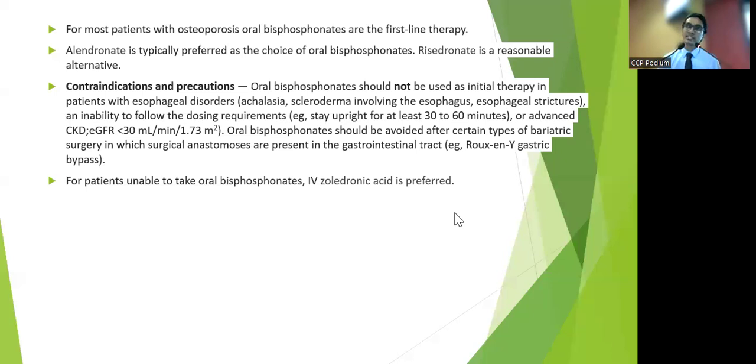But some patients can't take alendronate. So these patients include patients with esophageal disorders, gastric bypass surgeries, and patients who cannot meet the dosing requirements for alendronate, those that cannot sit or stand upright for more than 30 minutes. So in these patients, we can go for either IV bisphosphonate or some other medication. But if the patient is altogether contraindicated for bisphosphonates, like in chronic kidney disease patients with low GFR, then we have to start them on something else.